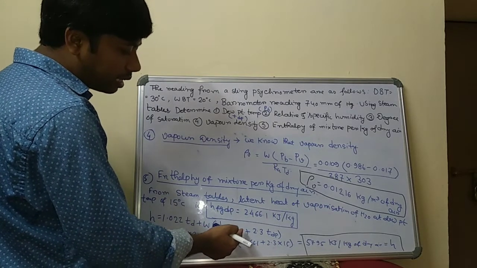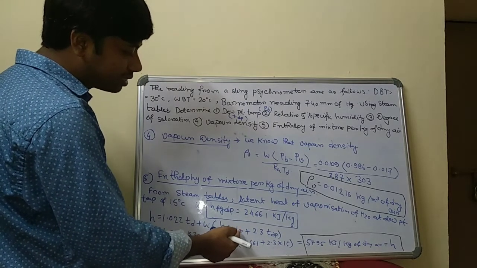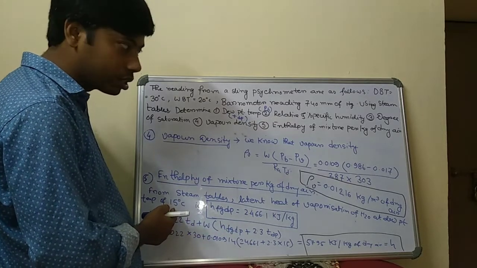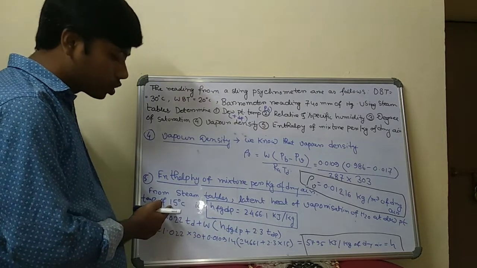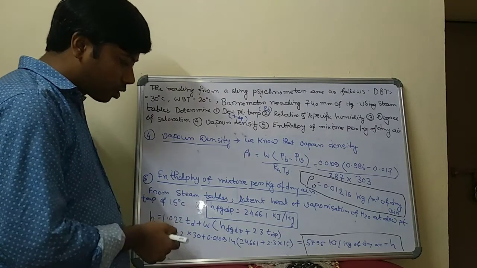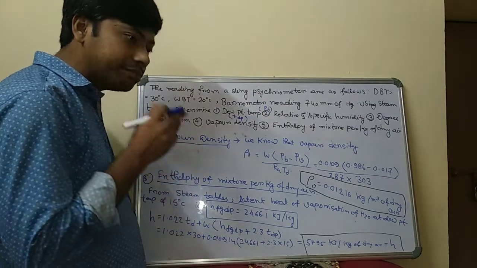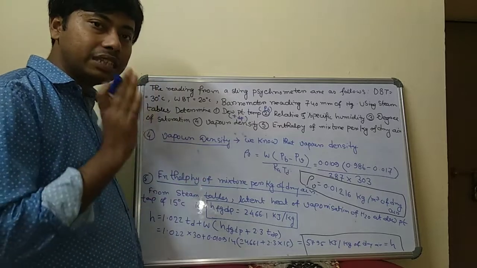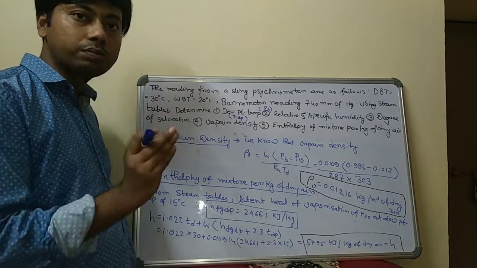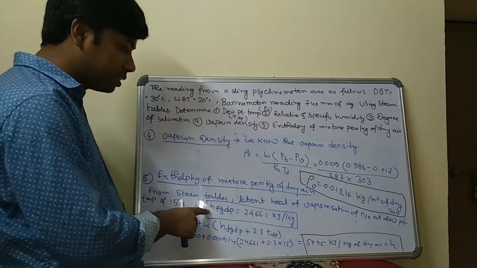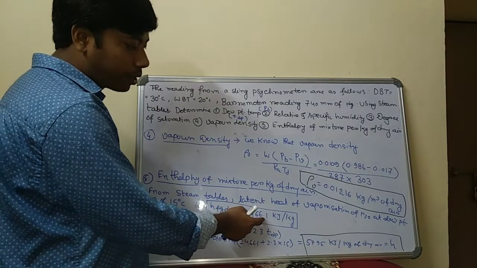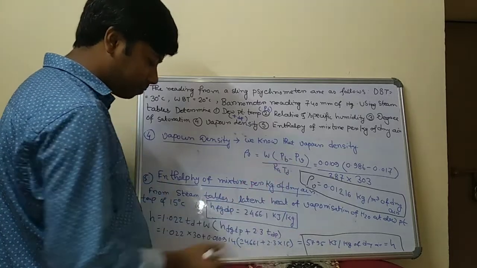So what is your dew point temperature? The dew point temperature is 15 degrees centigrade, which we already calculated in the first part of the numerical. Corresponding to the dew point temperature of 15 degrees centigrade, you have calculated HFG dP. That dP indicates the latent heat of vaporization at the dew point temperature, and that will be 2466.1 kilojoule per kg.